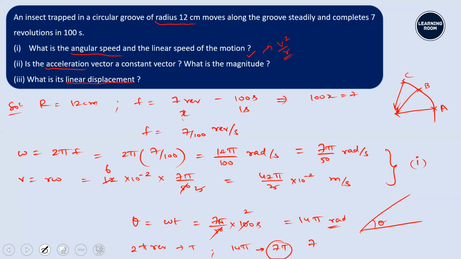But we know that the time period is 1 by frequency. So 7 divided by what is going to be the frequency? 7 divided by 100, which is going to be 100. So it has completed 100 revolutions in 100 seconds.